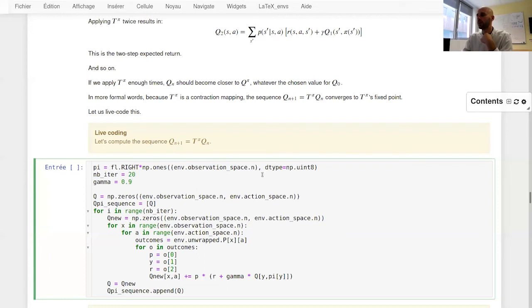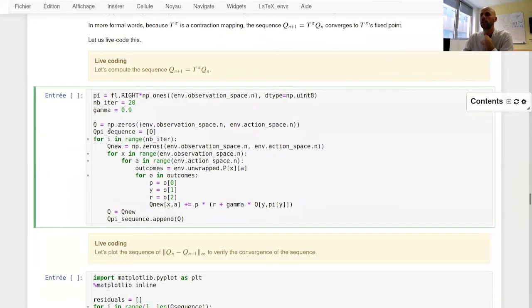Let's take the policy that always moves right. So my policy is a vector of ones defined over the observation space, which I will just multiply by the index moving right in frozen lake. I will build a sequence of 20 q functions, so I'm going from q0 to q20. Taking gamma equals 0.9, I'm initializing q as a matrix of zeros.